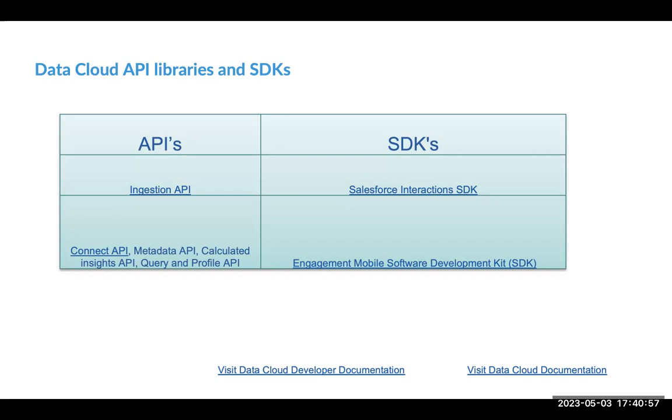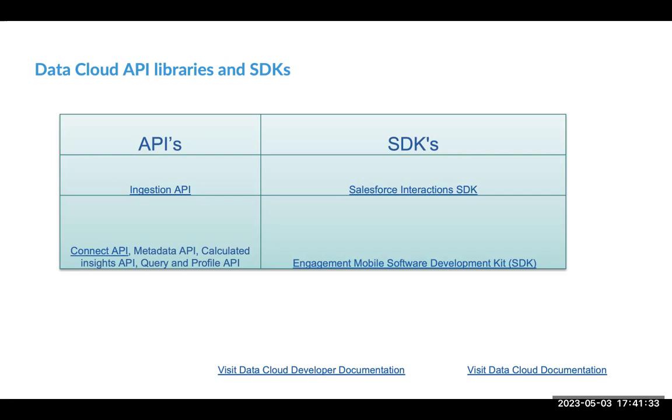There are some APIs available in Data Cloud, one being the Ingestion API. Ingestion is nothing but you can ingest the data into Data Cloud in different ways. We can talk more in the next slides. The other APIs are the Connect API, which is very important and the most famous API in recent times. You should be more aware of the Connect API later. And there are other APIs called Metadata API, Calculated Insights API, Query API, and Profile API. We will definitely talk about them in the next slides. So these are some of the APIs Data Cloud currently supports.